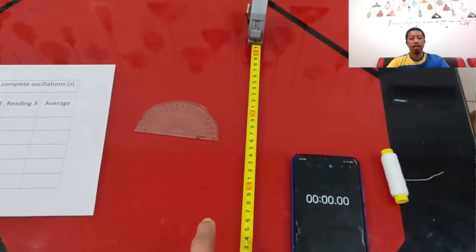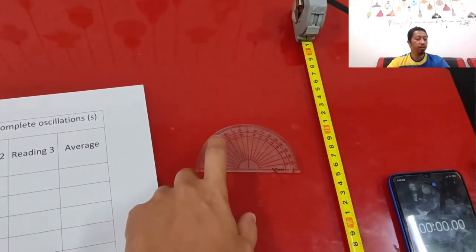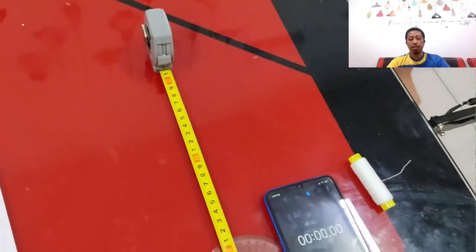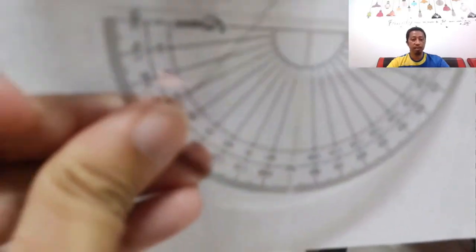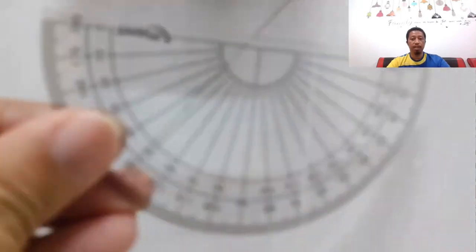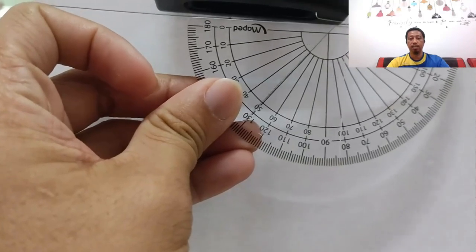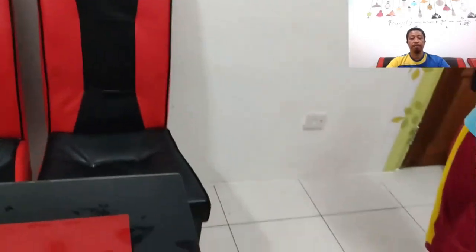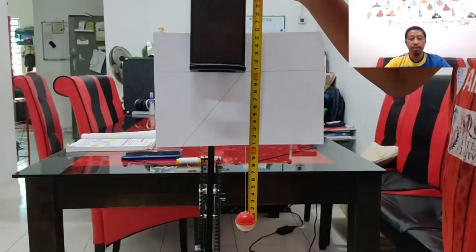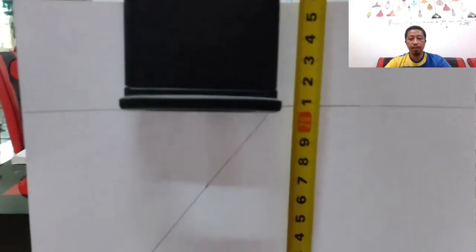I also have a protector for the angle of oscillation. I use this protector to measure the angle of the oscillation. I mark the angle at about 40 degrees. This angle of oscillation will be the constant variable in our experiment today. Next, we will start with our first reading.